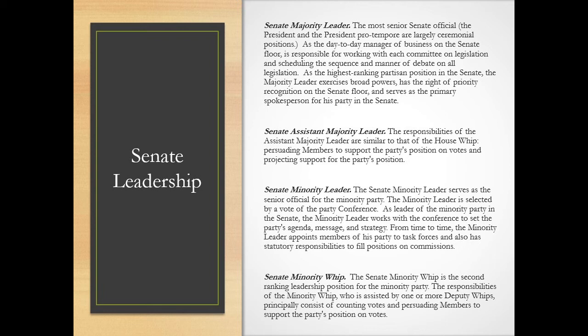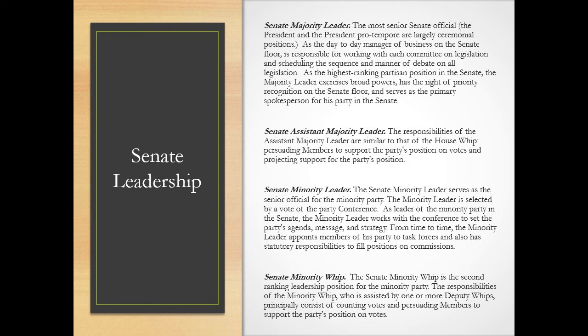Below them, then, you have the real leadership: the majority leader and the assistant majority leader, the minority leader and the assistant minority leader. So in the Senate as well, you have the party conferences, policy committees, and secretaries that are party-specific or partisan-identified. The House Majority Leader, the majority party's second most senior official in the House, is the day-to-day manager of business on the floor.